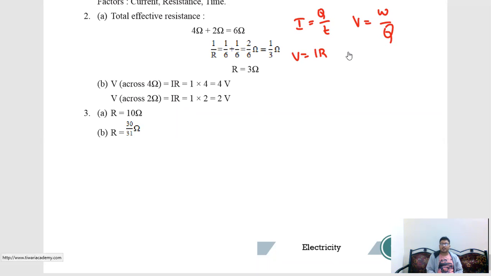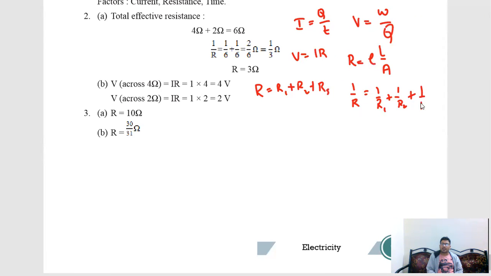Power. Next resistance, R is equal to rho L by A we got, and resistance in series, R is equal to R1 plus R2 plus R3 we got. Resistance in parallel, 1 by R is equal to 1 by R1 plus 1 by R2 plus 1 by R3 we got. Next formula, heating effects, H is equal to I square RT we got.